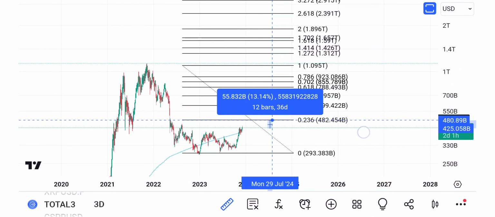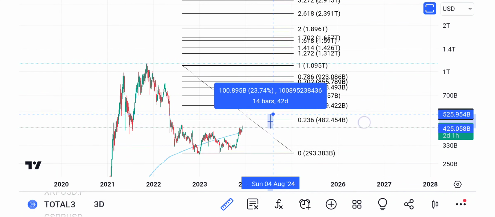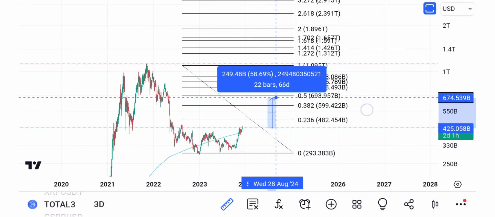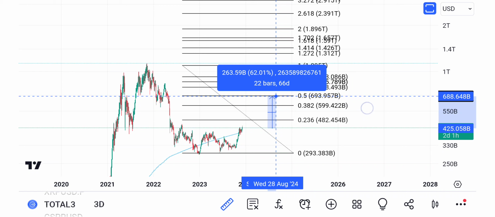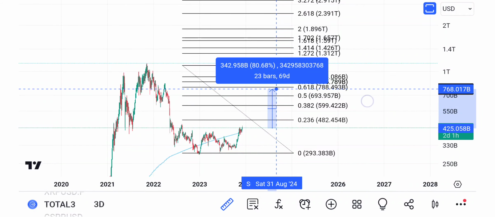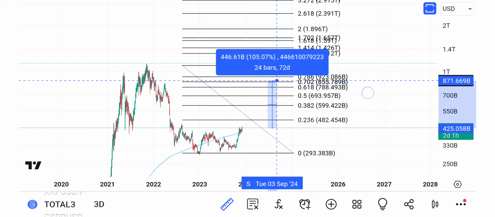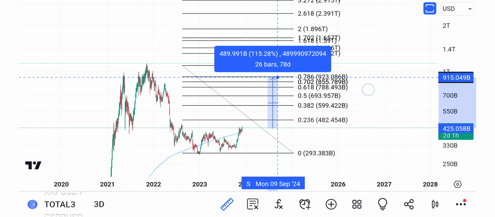To get back to the 236, it's another 15%. 382, another 40%. To the 50, that's another about 60%. And then this is where the interesting stuff starts to happen. The 618, between 85% and 115%. So, yeah, we still got a lot of work to do.